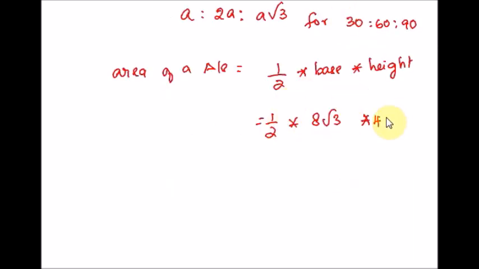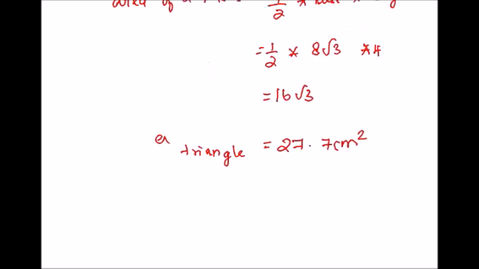Now do the calculation. This will get cancelled out for 2. So 16 root 3. Convert everything into decimals. So you'll be getting 27.7 centimeter square. So far we got the area of a sector and the area of a triangle. Now let's find the area of the segment just by subtracting these two.